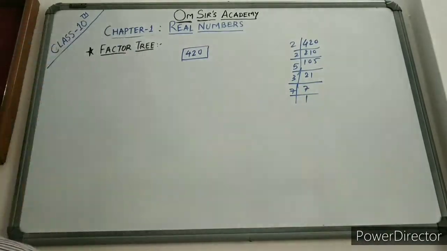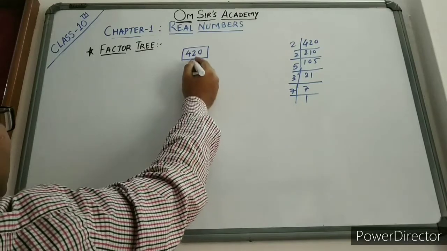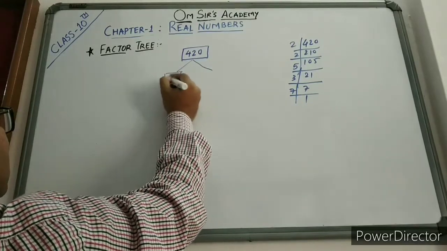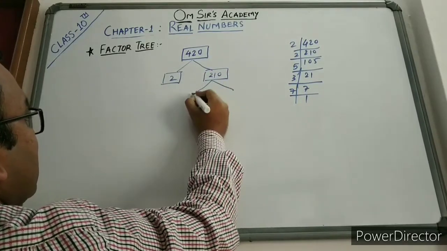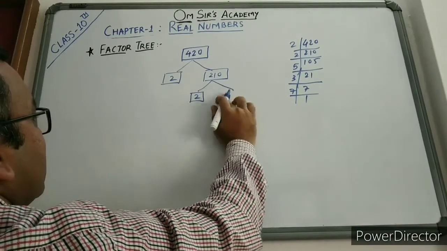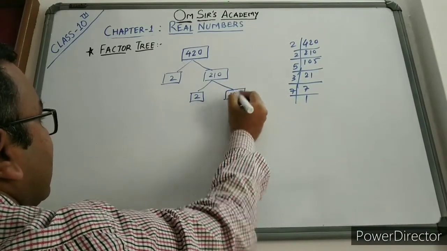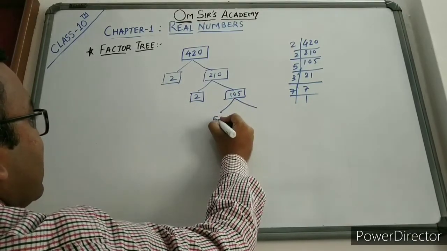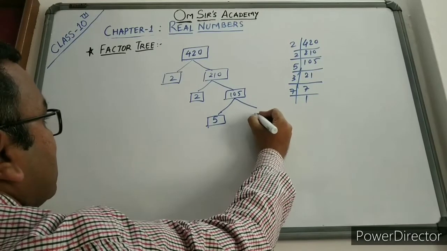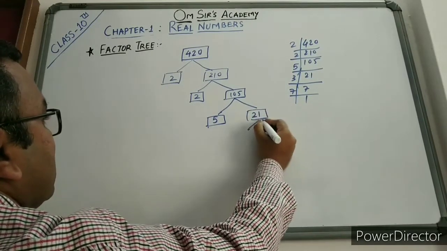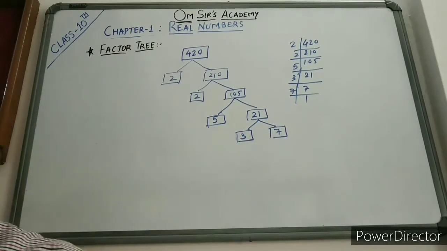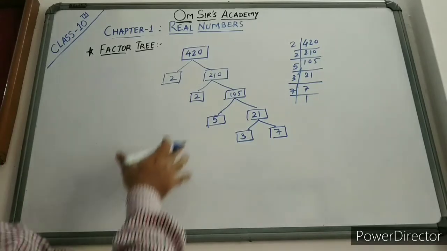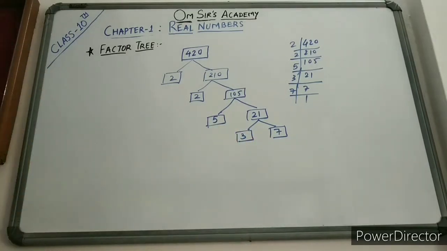Okay, but as a factor tree, if I have to represent this, then I can write it as 2 times 210, then again I can write 2 times 105, then I can write it as 5 times 21, then I can write it as 3 times 7. Is it clear? So when the prime factorization of a composite number is done in this way, we call it a factor tree.